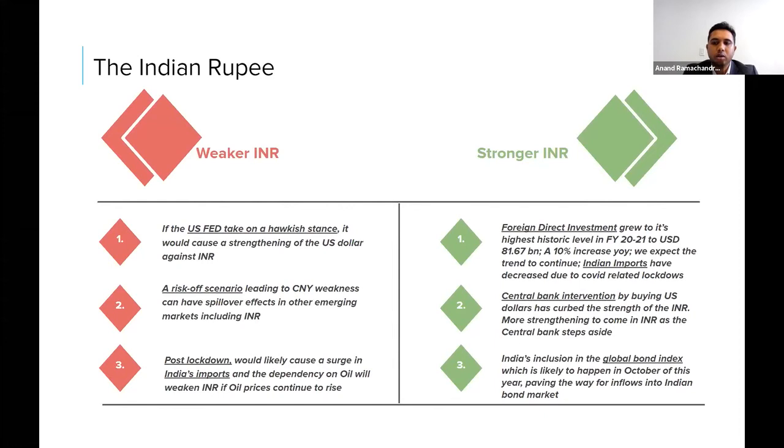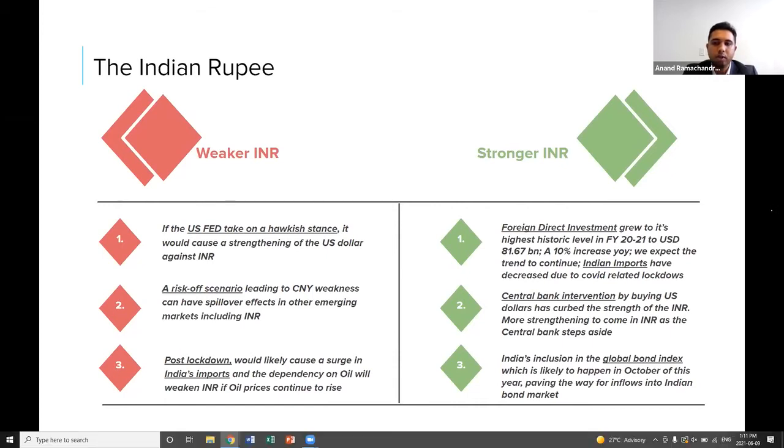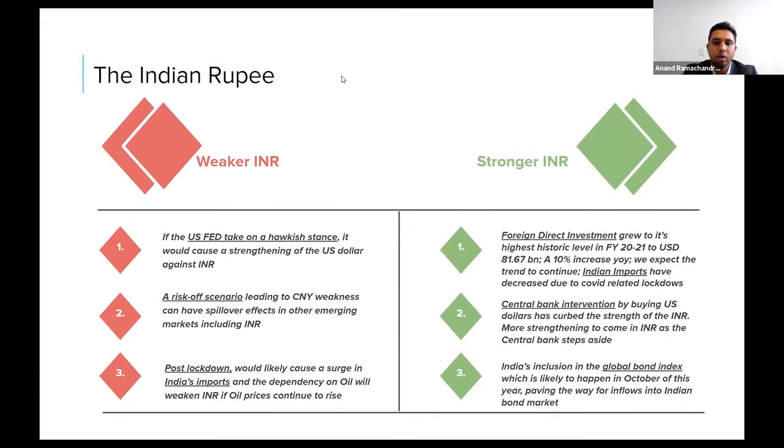In the last fiscal year, 2020 to 21 in India, we saw foreign direct investment increase to a level of 81.67 billion US dollars. This is a 10% increase on a year-on-year basis, and it's the highest level of FDI investment that we've seen in a fiscal year in India. We expect this trend to continue. And on the other hand, Indian imports have been lower. India's import is generally focused around oil.